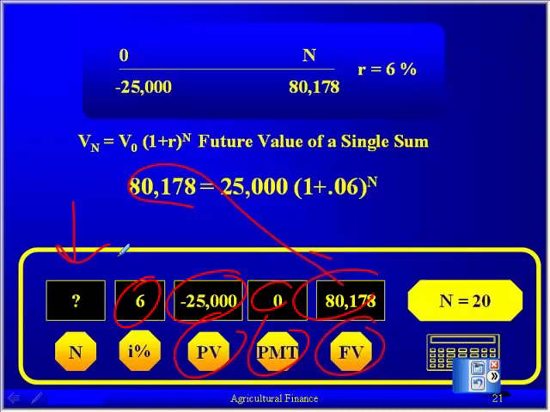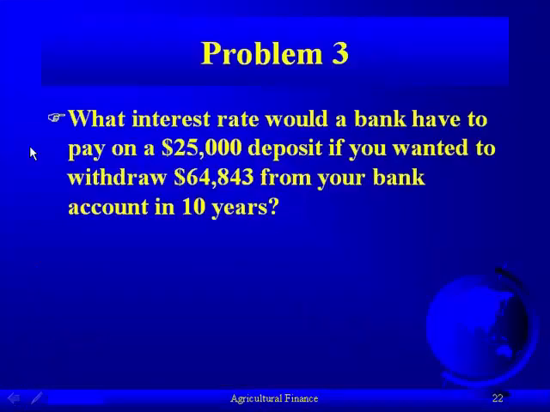So it will take you 20 years, and so your decision is that you may not want to wait 20 years for your Porsche. You may want your Chevy truck today. So the question is set up: what interest rate would a bank have to pay on a $25,000 deposit if you wanted to withdraw $64,843 from the bank account in 10 years?